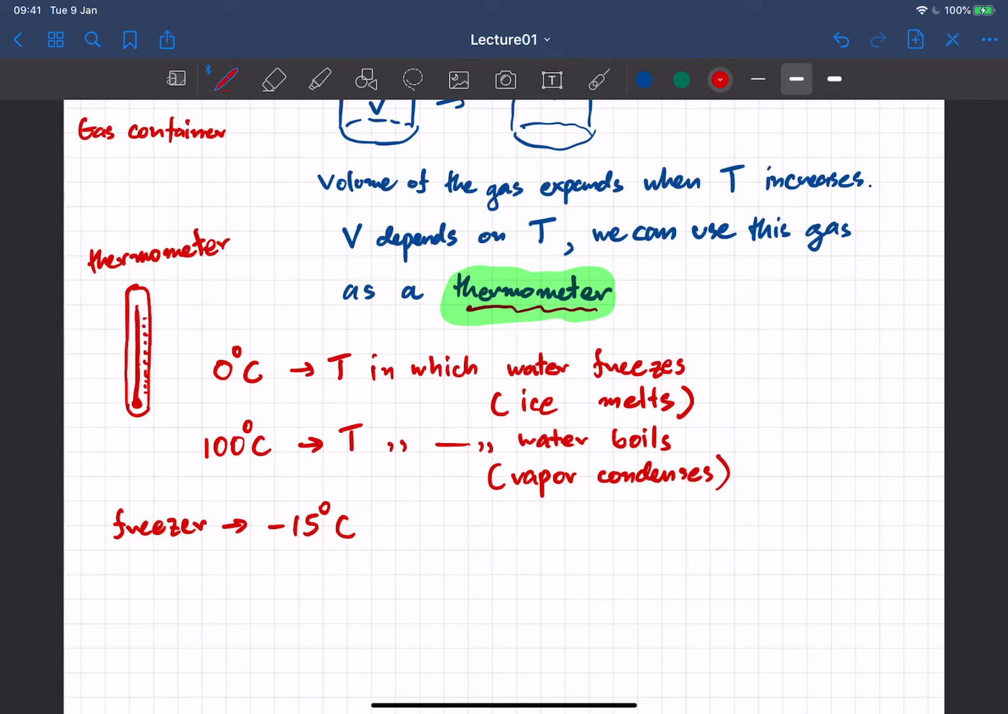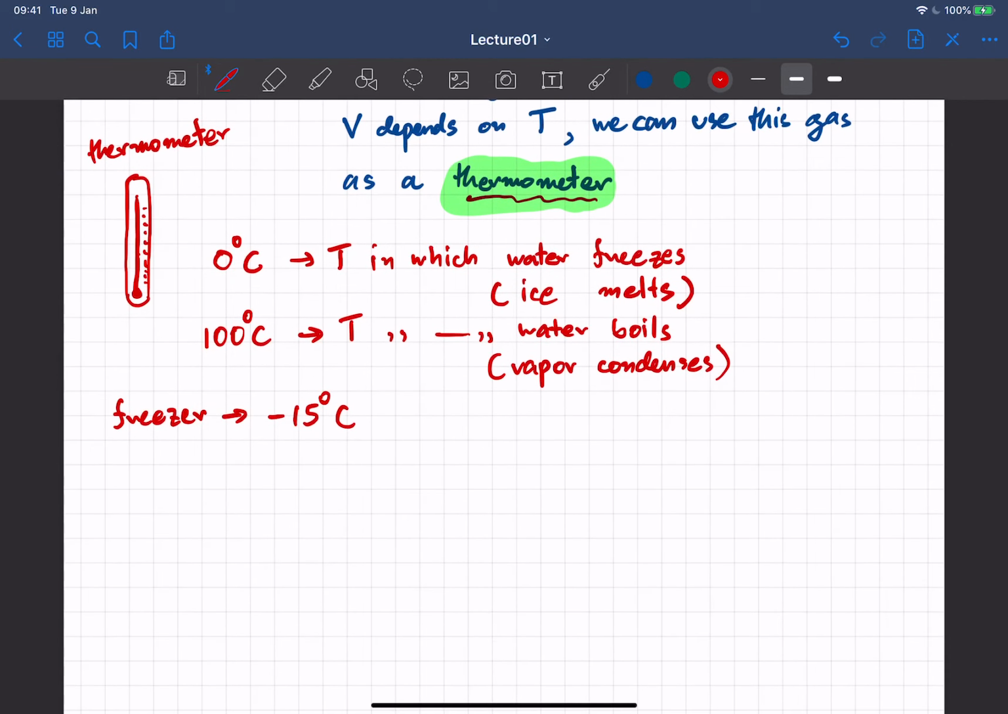If 0 degrees Celsius is when water freezes and it can go to negative, can it go to negative 200 degrees Celsius? Can it go to negative 300 degrees Celsius? Is there a limit on how low you can go in terms of the temperature? The answer is actually yes. Okay, so how low in terms of temperature can we go?